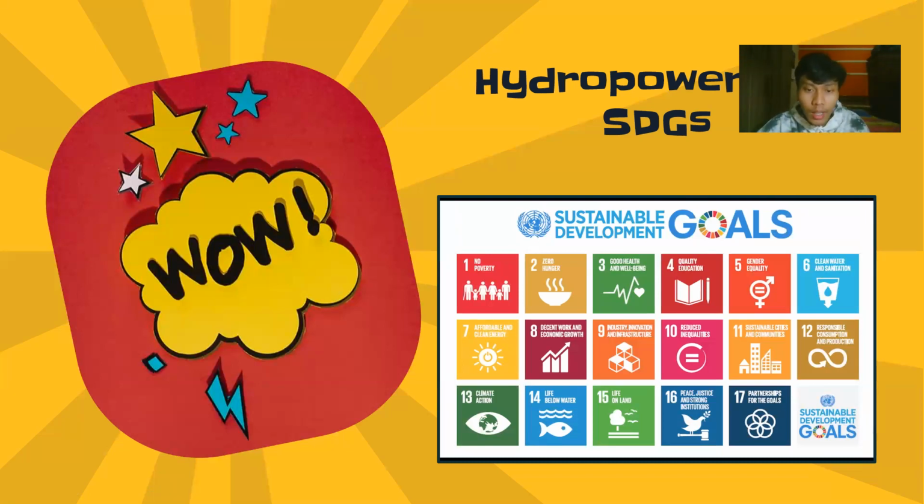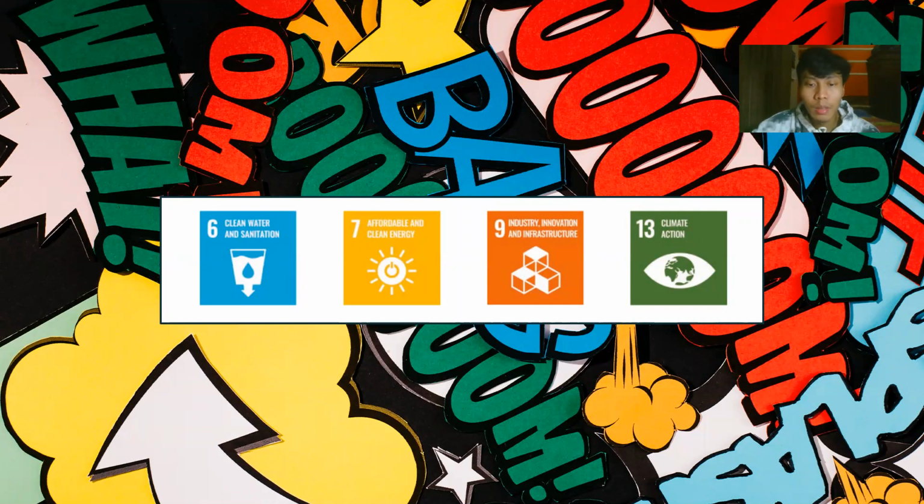Among the 17 goals, hydroelectric projects can directly support the achievement of SDGs 6, 7, 8, 9, and 13. Goal number 6 is clean water, ensuring availability and sustainable management of water for all. Goal number 7 is providing access to affordable, reliable, sustainable, and modern energy for all. Goal number 9 is upgrading infrastructure with clean, environmentally sound technology. And goal number 13 is taking action to combat climate change and its impact.